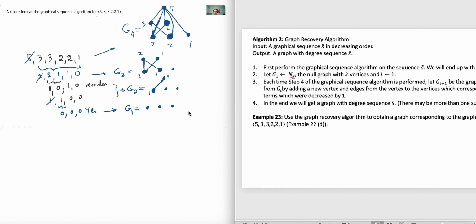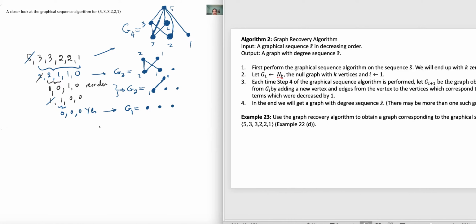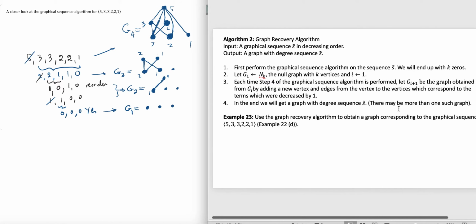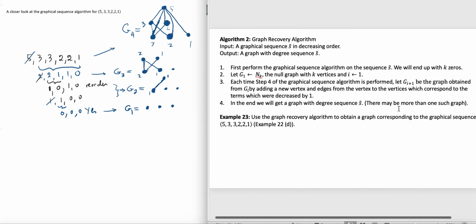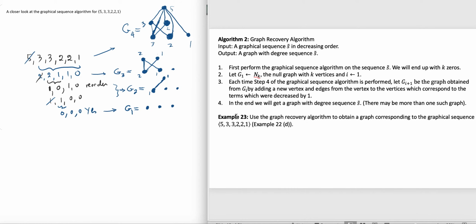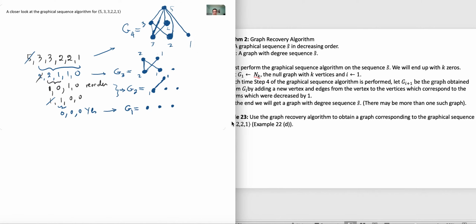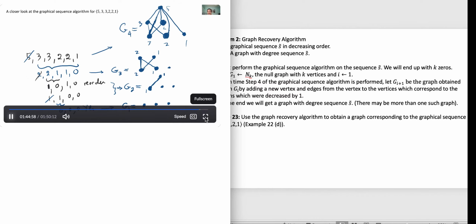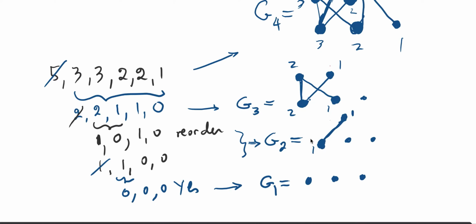I'm going to go through the reduction using the equivalence of Havel and Hakimi. So again, you start with 5, 3, 3, 2, 2, 1, and so on down to 0, 0, 0. Remember, we ended up with N3 at the bottom. So that N3 I'm going to call G1. And then I'm going to work my way back.